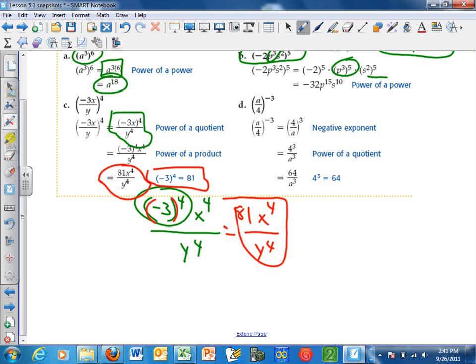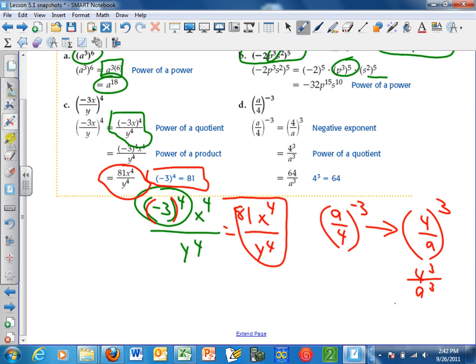This one that starts out negative, if you have a over 4 and it starts out negative exponent right away, flip it over, make it 4 over a, and make the power positive 3, because it means the same thing, and you always want to deal with positive exponents. So then on top I need to do 4 to the 3rd power. On the bottom I need to do a to the 3rd power. 4 to the 3rd power is 4 times 4 times 4, or 64, over a to the 3rd power.